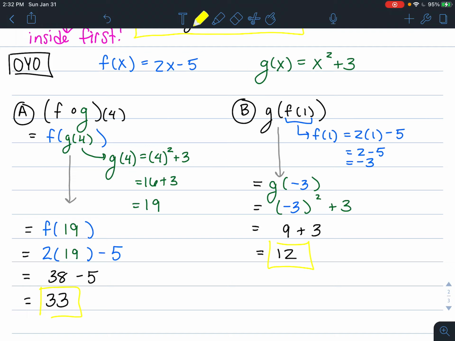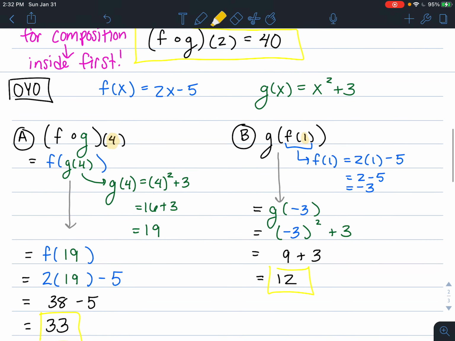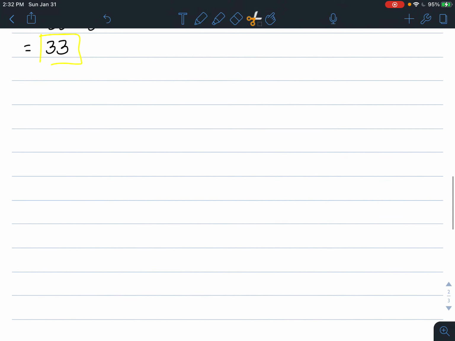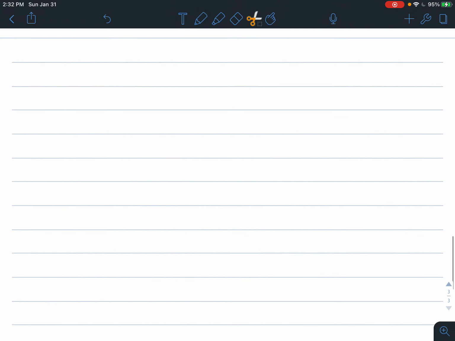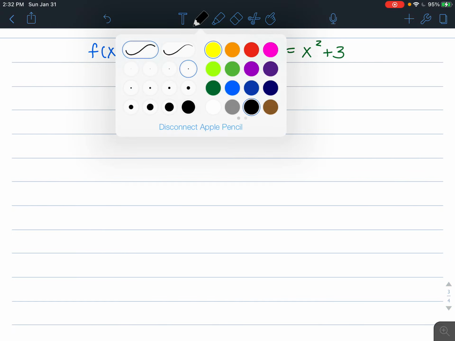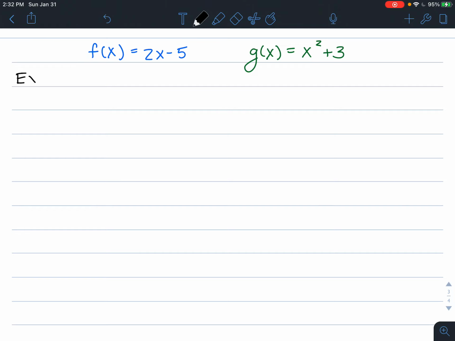So we can also do function composition where you don't actually have a number in here. So, right, for both of these, we were given an x coordinate. But we can also do it without giving you an x coordinate. So we're going to use these same functions, and we're going to do function composition with equations here.